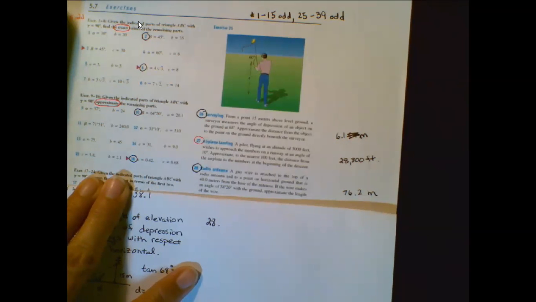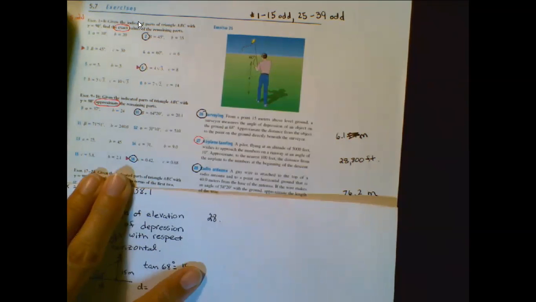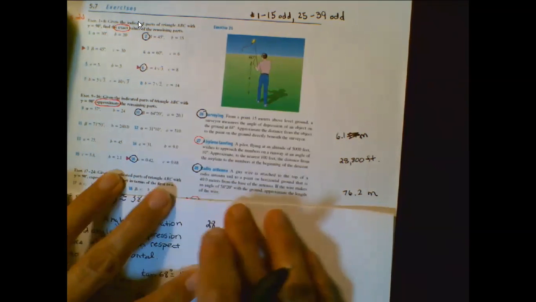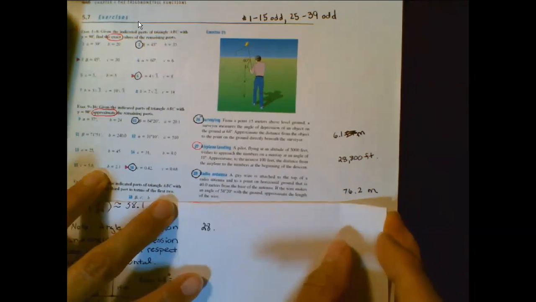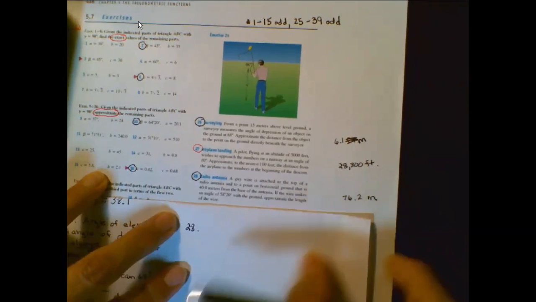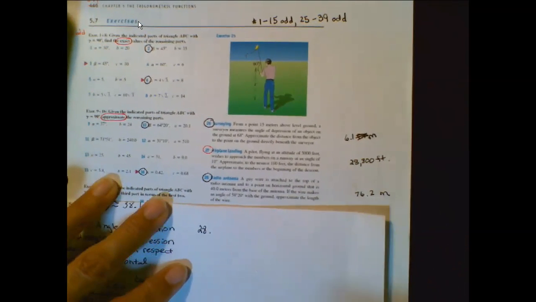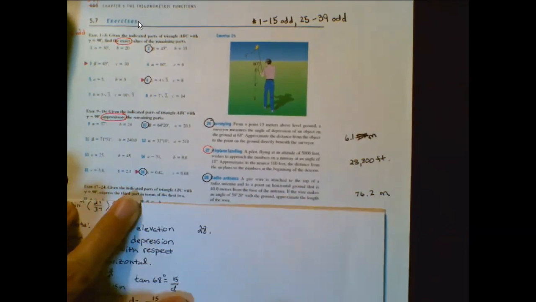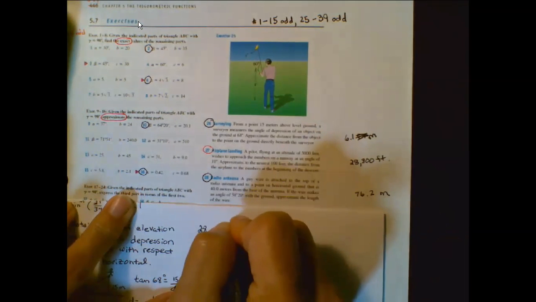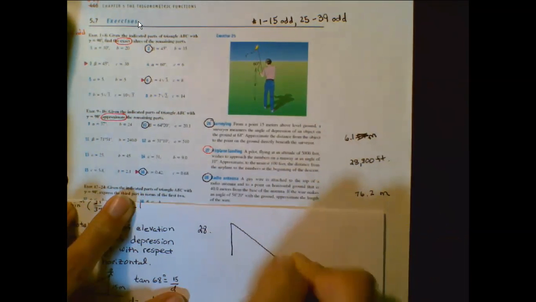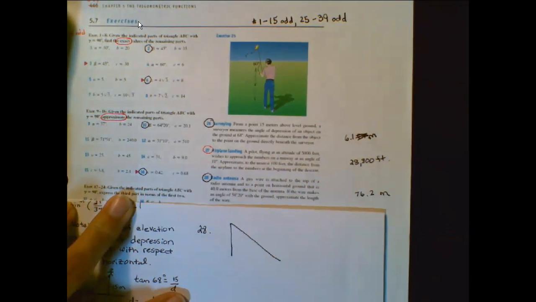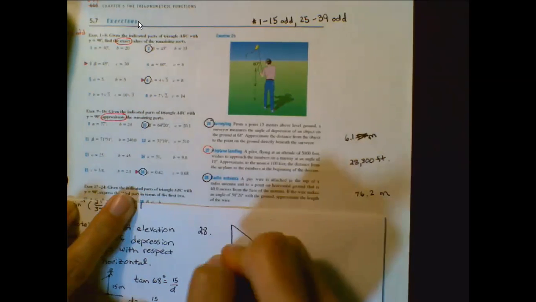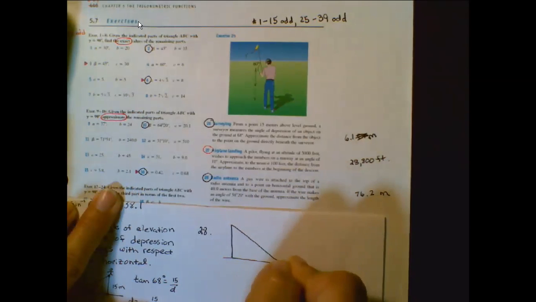28 says a guy wire is attached to the top of a radio antenna and to a point on horizontal ground. You know what a guy wire is? Not a clue. Have you ever lived somewhere that had a utility pole in the yard? Yep. The guy wire is the wire that will decapitate you if you're mowing around the utility pole and you don't duck. Oh yeah. That's what a guy wire is.